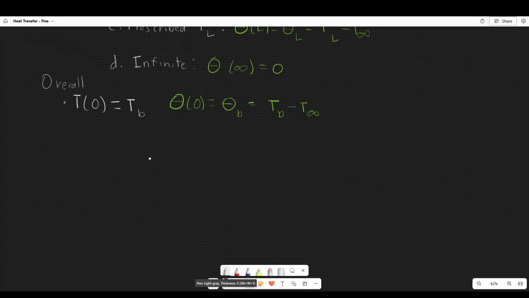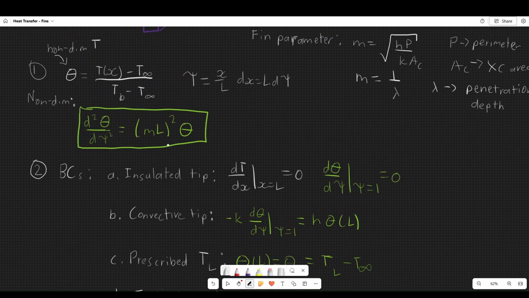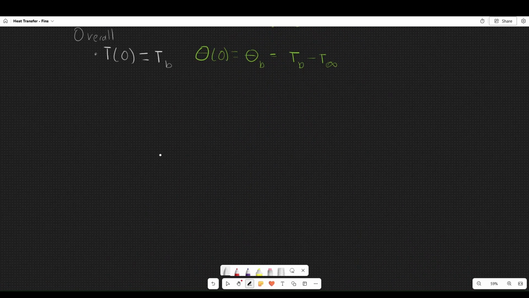All right, so the first step was to non-dimensionalize this ODE. The second step was to get all the boundary conditions. So now the third step is solving the ODE.